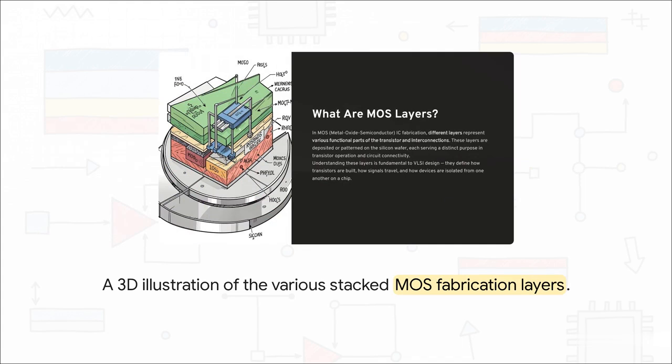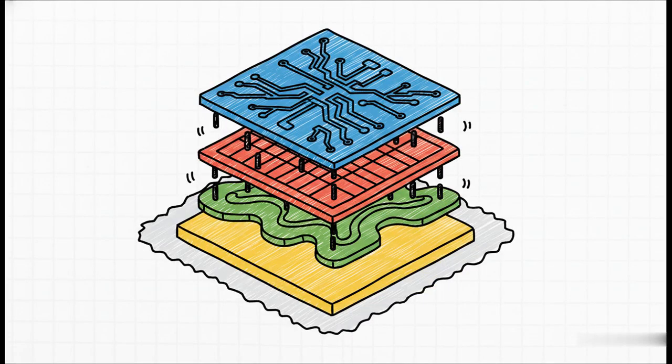Right, what looks flat from a bird's eye view is actually this massive 3D microscopic layer cake. In MOS, or metal oxide semiconductor fabrication, materials are carefully deposited or patterned onto the wafer in distinct stacked layers. And each of these layers has a highly specific structural and electrical job to do. They're what literally define how the transistors operate and how the whole circuit connects together. So getting a handle on these layers is absolutely fundamental to VLSI design.